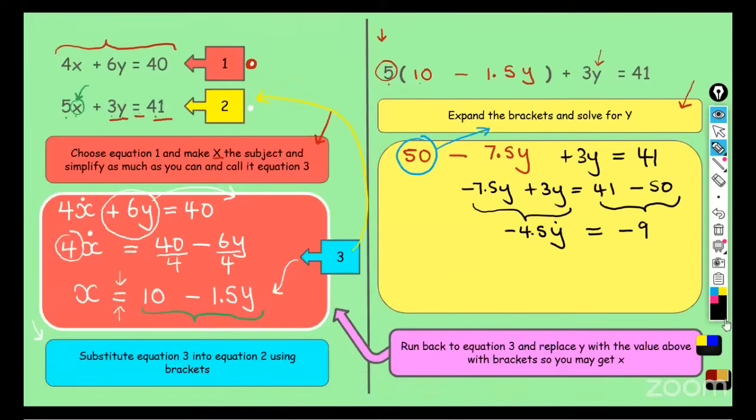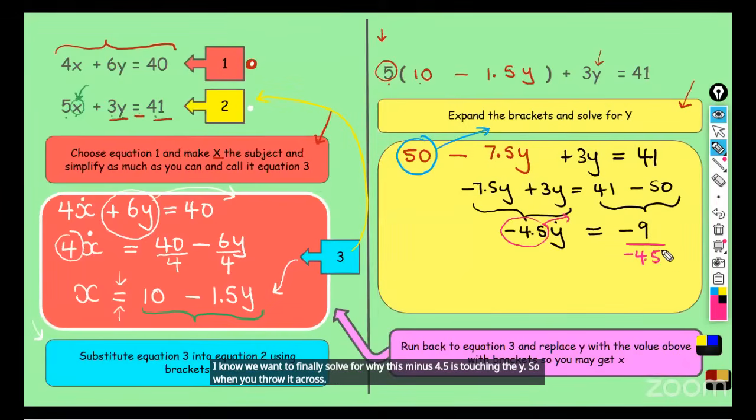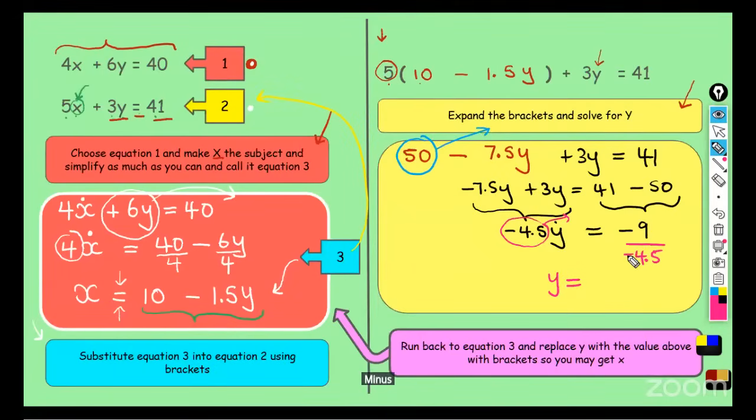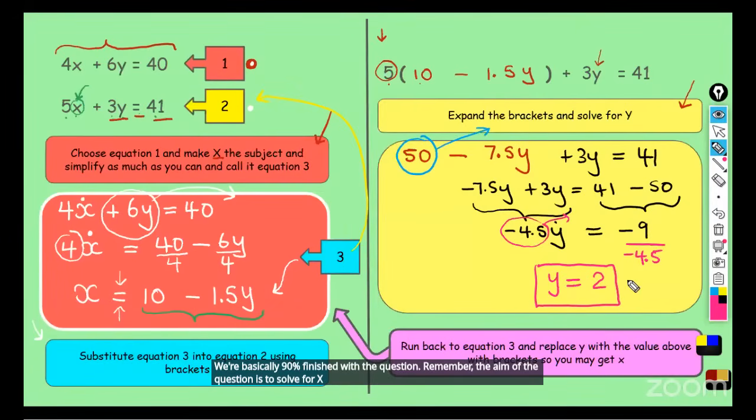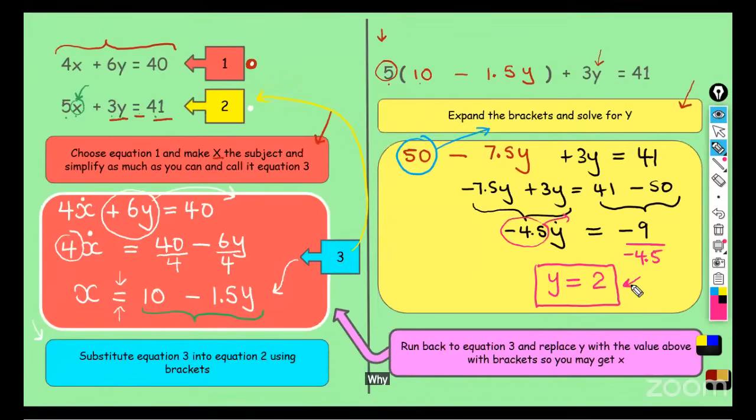And now we want to finally solve for y. This minus 4.5 is touching the y, so when you throw it across, you get a divide. Minus 9 divided by minus 4.5 is positive 2. We're basically 90% finished with the question. Remember, the aim of the question is to solve for x and to solve for y. I just solved for y. If somebody were to ask me, hey, sir, what's the value of y? I could answer them properly. I could say, hey, y is 2.